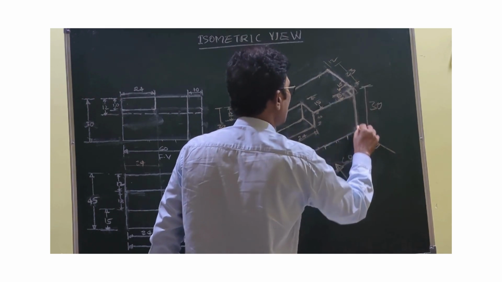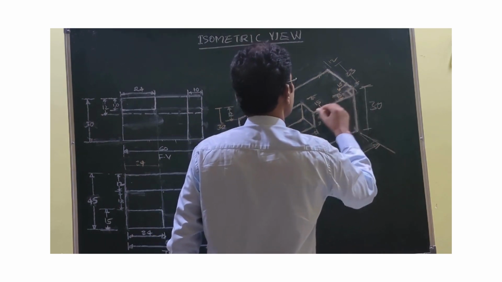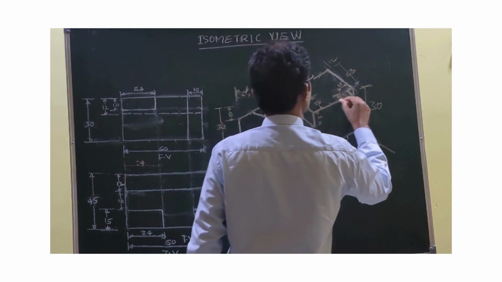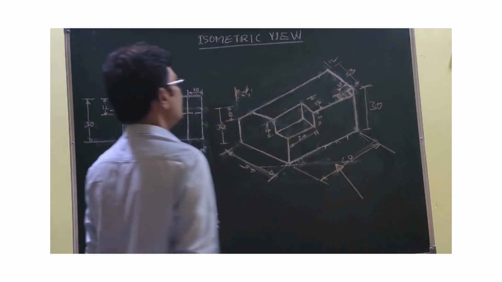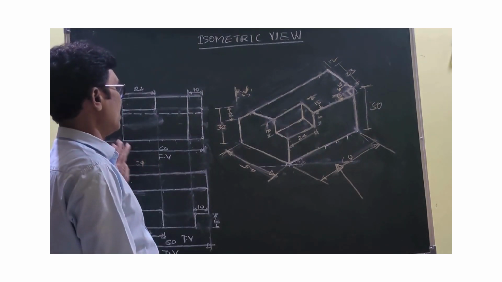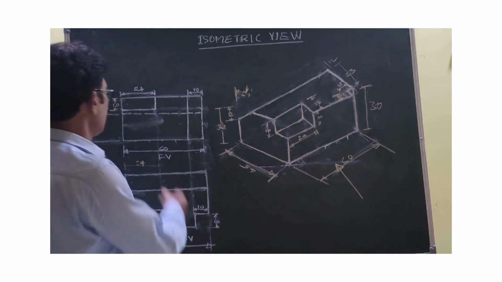So therefore, you join this one, and this line is joined to this one. If this width equals 15, you join this line. So this is the isometric view of this front view and top view. Like this, we can draw the isometric view from the front view and top view.